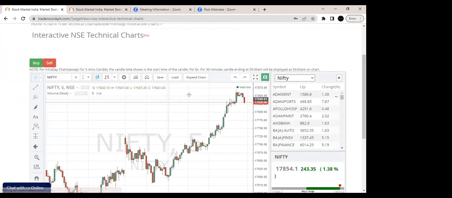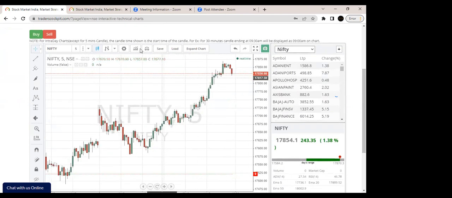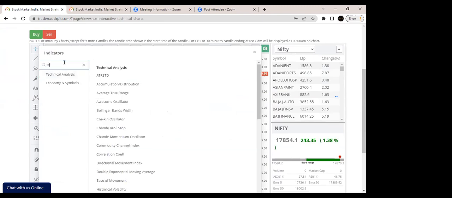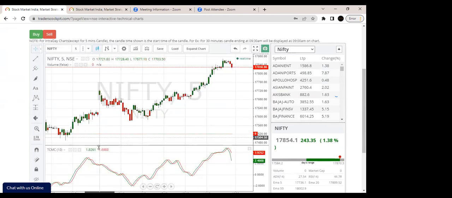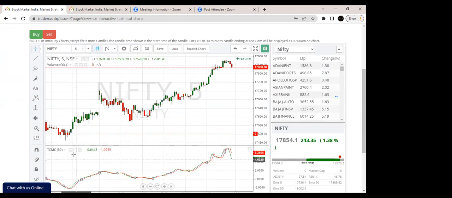So the chart appears like this. This is a TradingView chart we have indicated with them. What you need to do is go to indicator symbol and type TCMC, that is Trader's Cockpit Momentum Change. If you add that indicator, the TCMC indicator gets added. To show you much smoother, I'll make it a 50 length period. 50 is nothing but, don't confuse it, the last 50 candles of analysis. The TCMC indicator gets added now.